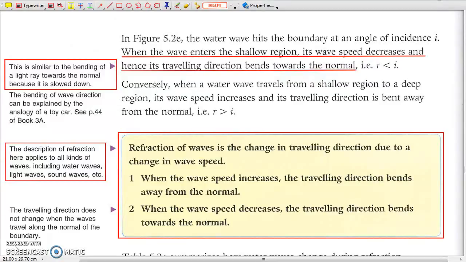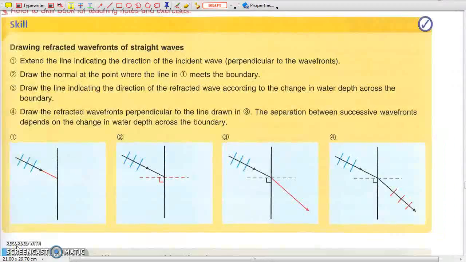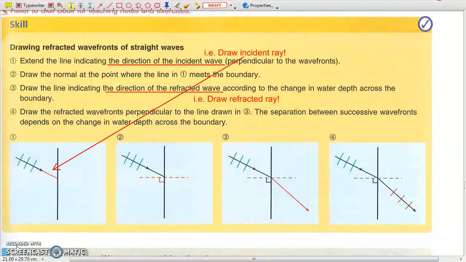While it sounds straightforward, you have to learn the skill to draw the wavefronts in these situations. To start with, you have to identify the fast and slow regions. In this case, the wave travels from slow to fast regions, so it should bend away from normal. So you must draw the incident ray, and then the refracted ray. Lastly, complete your diagram by drawing the incident wavefronts, and then the refracted wavefronts, in this way.